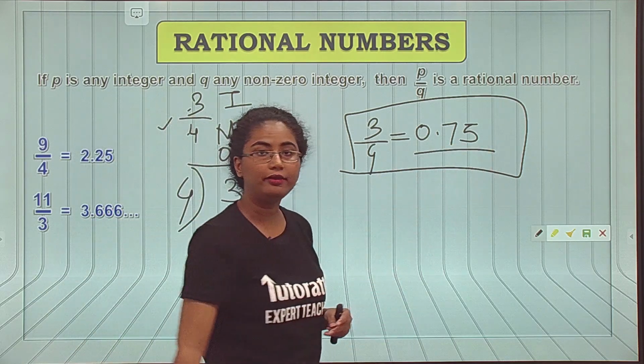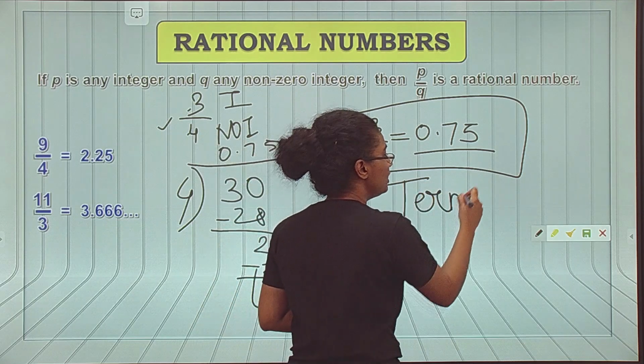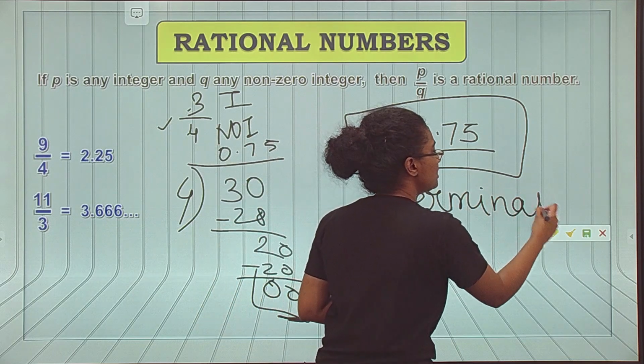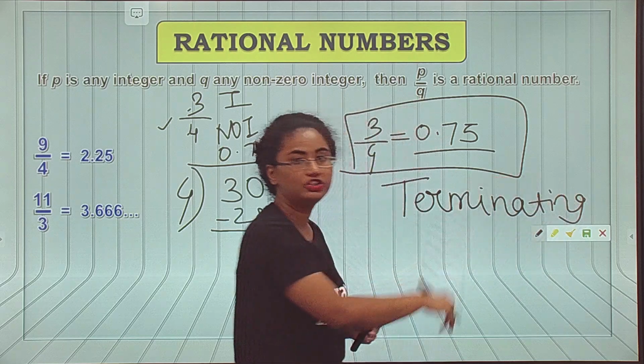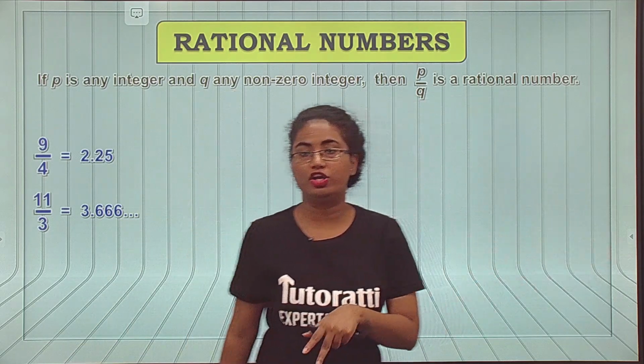ये खत्म हो रहा है. It is ending somewhere. So such type of decimals are known as terminating. यहाँ तक ठीक है? Will you all remember this? Excellent. Let's take one more example.